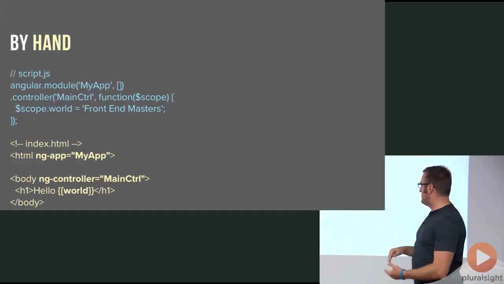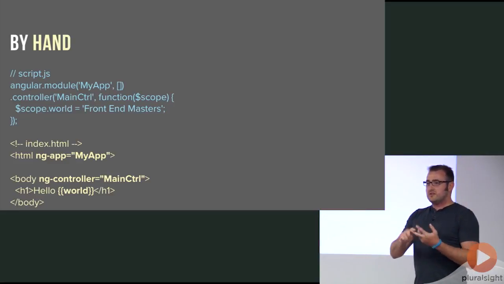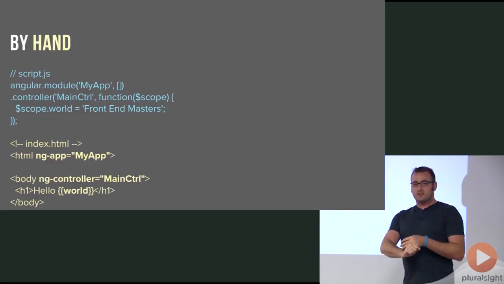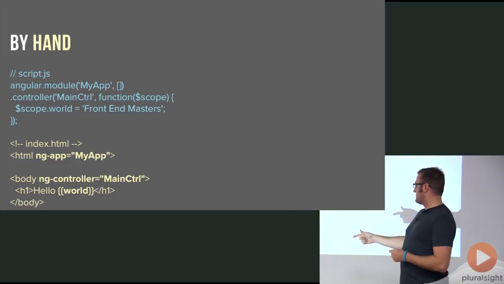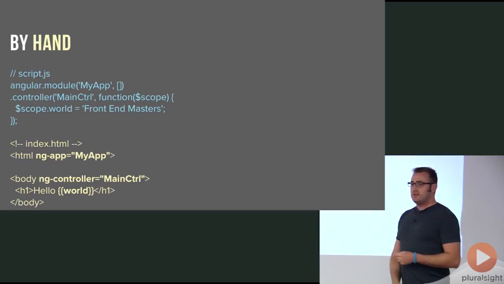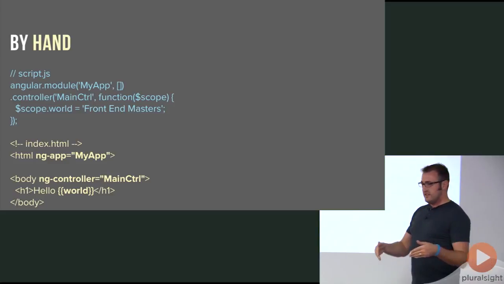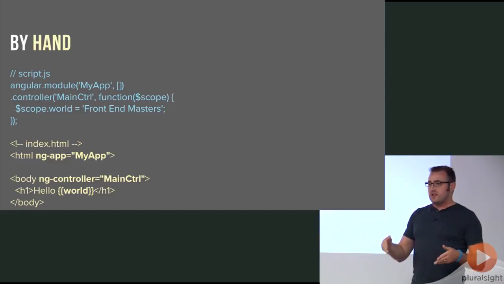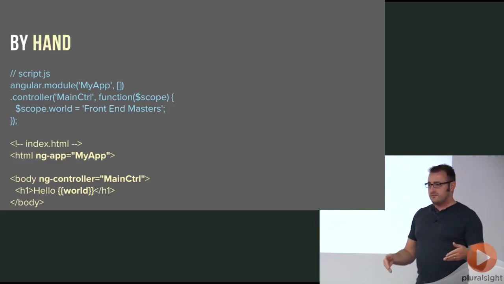So, real simple. Declare your module, declare your controller, set properties on your scope object. From there, bootstrap your AngularJS application, and then define your controller. And then from there, once your controller has been instantiated, anything that's on scope, whether it is a property or a function, is available to be consumed by the view.